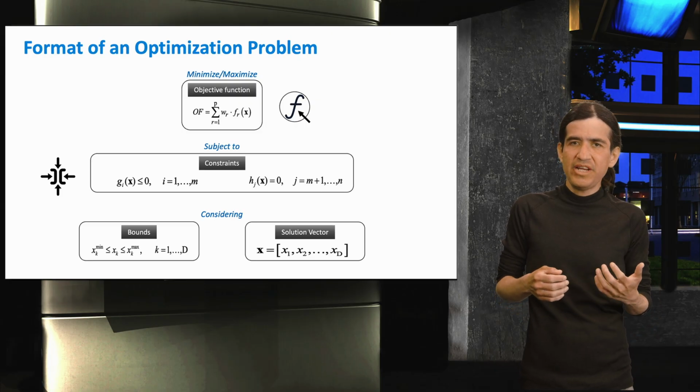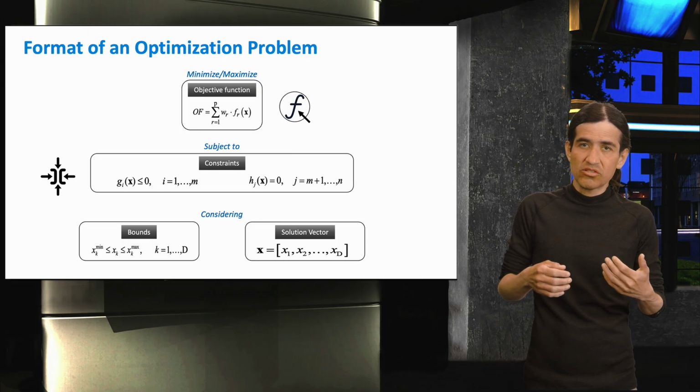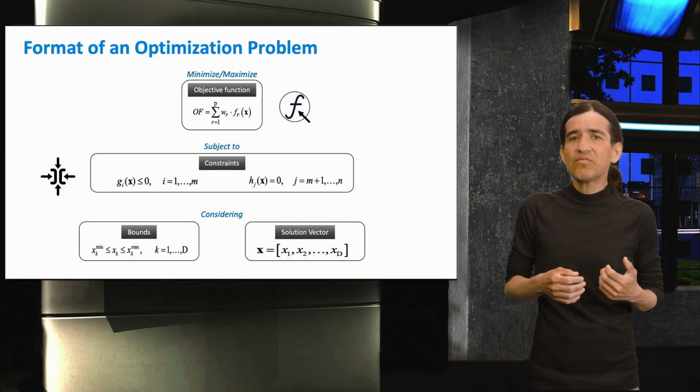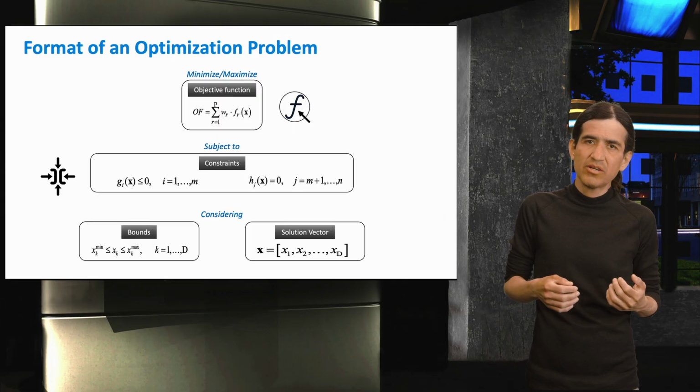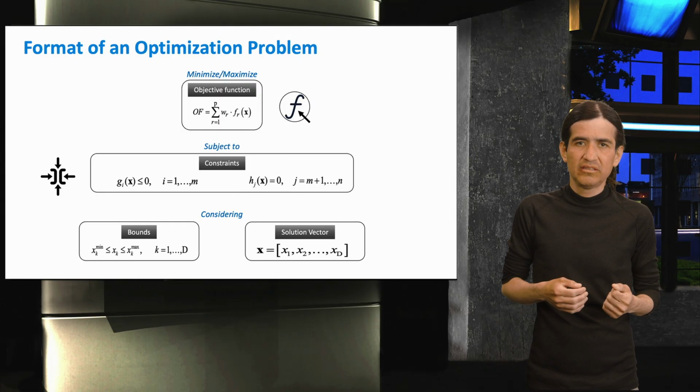A solution vector X is the set of values for our variables that allows us to reach our goal. This is the solution of our optimization problem. Each of these variables, of course, has a minimum and a maximum boundary. These boundaries come from known data.